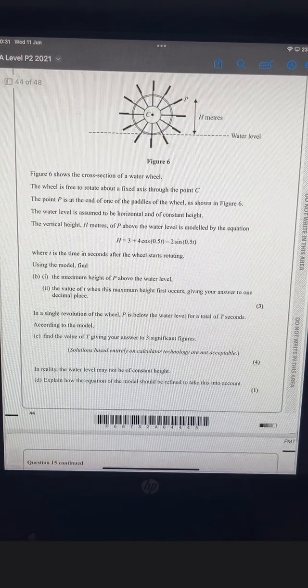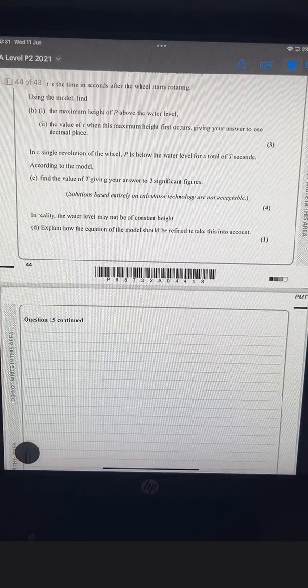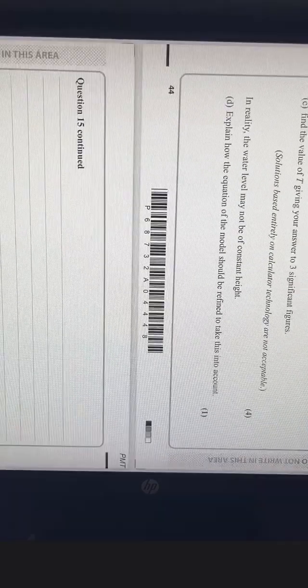Can I put this landscape? What happens if I do it this way? Nope, it just becomes long. All right, I'm going to be doing a lot of up and down scrolling for this question, okay?